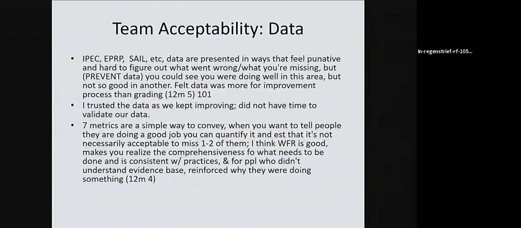Okay, the team acceptability of the data was highly rated. Again, they were comparing IPEC and SAIL and EPRP, which are different types of existing data reports in the VA. None have these cerebrovascular metrics, but they were just comparing what the PREVENT reports were like compared to those. And they trusted the data. That was a big part of it. Of course, from one site where their data kept improving, showing improvements, they did say, yes, well, of course I trust the data.